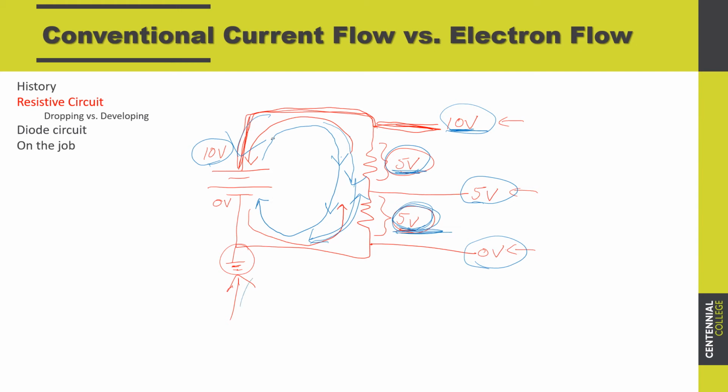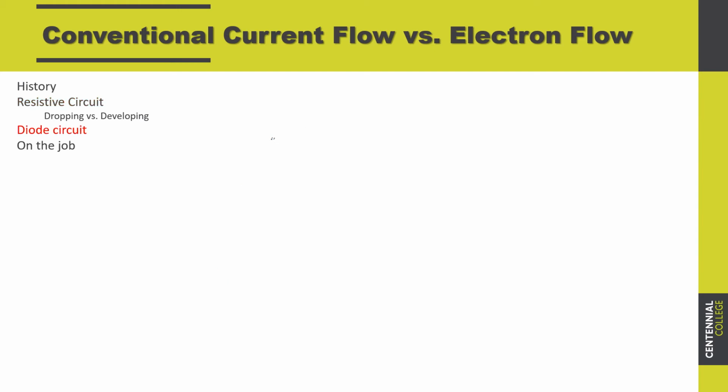We'll look at a diode circuit. All right, so you might say, well, that's fine and dandy for resistors because they're not a polarized device. It's not directional, all that. But if you have diodes, well, then the direction matters, right? Well, let's take a look at it.